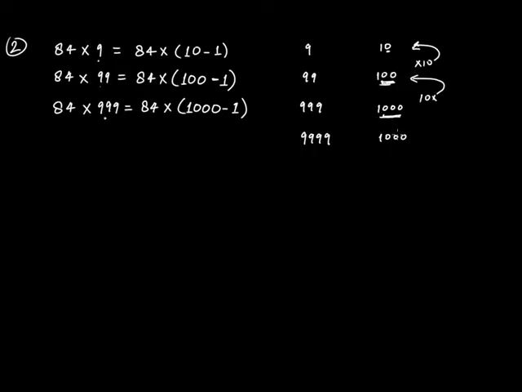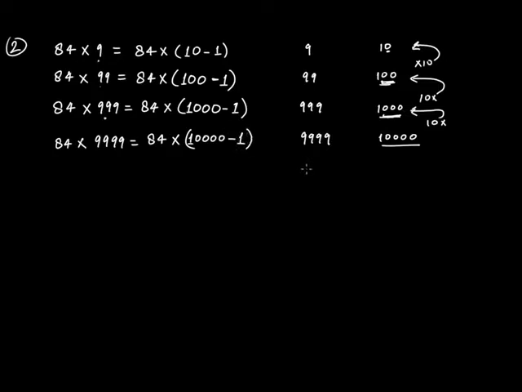To get, sorry, here you will have 4 zeros, therefore 10,000. To get 10,000, multiply 10 by 1000, you will get 10,000. So this number would be 84 multiplied by 9, 9, 9 and 9, is equal to 84 multiplied by how much? How many zeros? 4 zeros. So 1, 2, 3, 4 and minus 1.